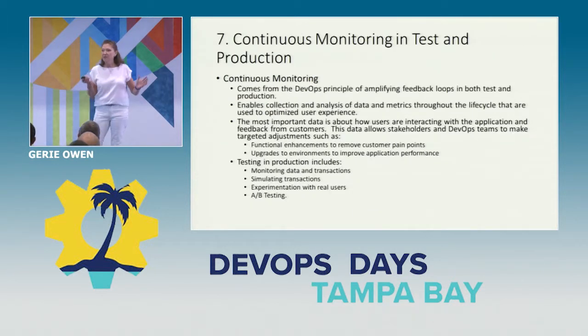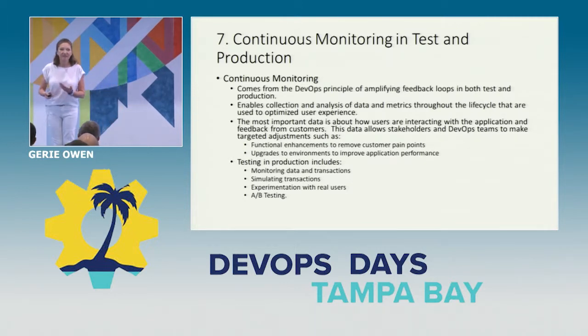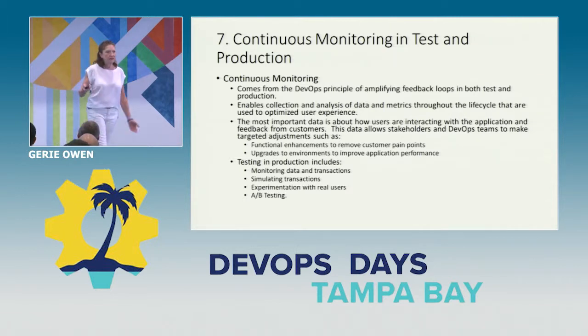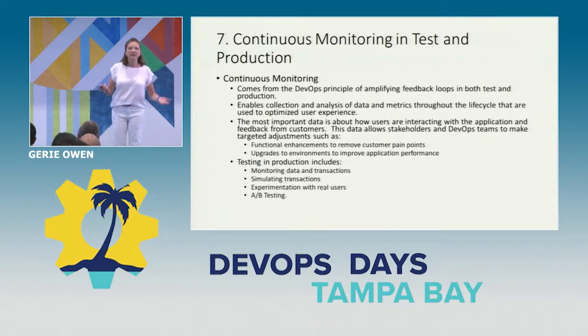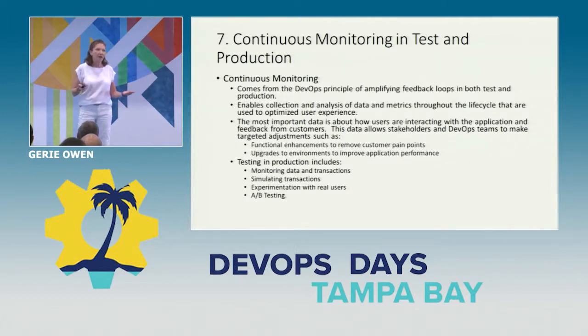Finally, you've got the continuous monitoring in both test and production. Continuous monitoring comes from the principle of amplifying the feedback loops in both test and production. It enables collection of analysis and data metrics throughout the life cycle, and that's got to be used. Collecting metrics is one thing. Collect metrics, but don't collect them unless you're going to use them, and use what you collect. That's how you learn what your customer experience is all about. That's how you get to know your customer. That's how you represent your customer.